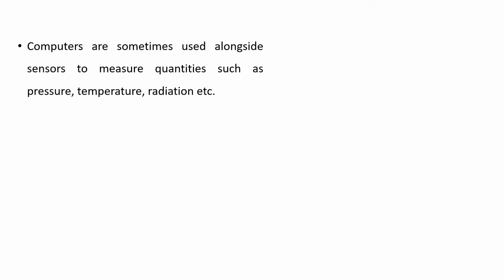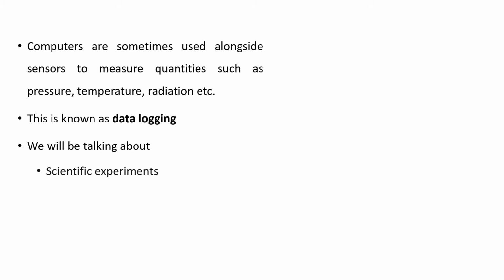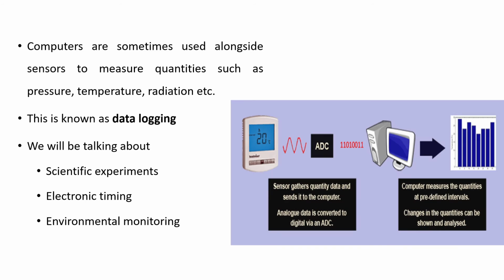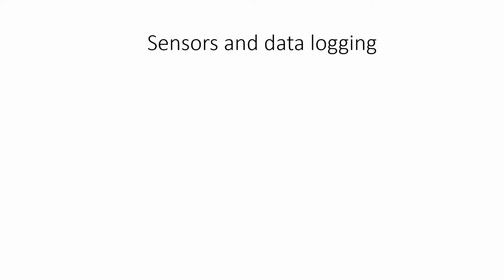Next is measurement applications. So computers are sometimes used alongside sensors to measure physical quantities, and this is known as data logging. So we will be talking about scientific experiments, electronic timing, environmental monitoring. So first, sensors and data logging.